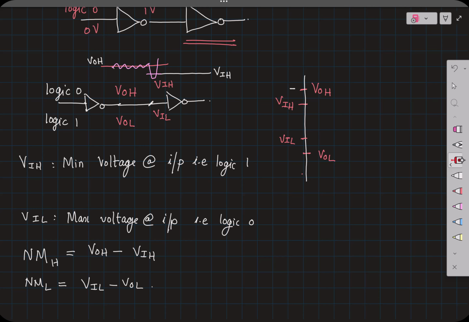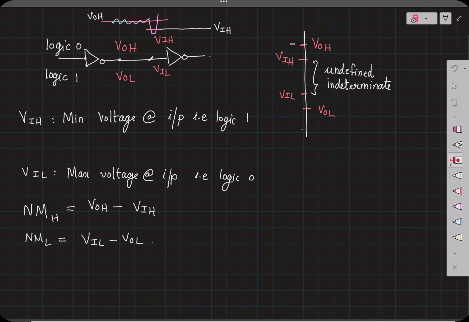Okay, now a quick note: this region between VIH and VIL is our undefined region. It's also called the indeterminate region. And under steady state, we wouldn't want any of our voltages to be in this indeterminate region. You would want to work above VIH or below VIL.